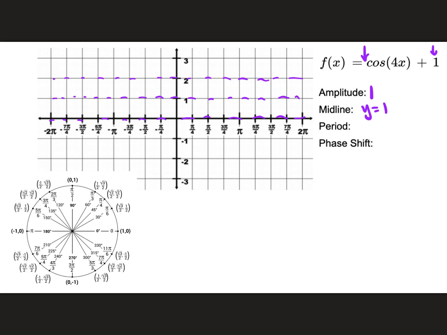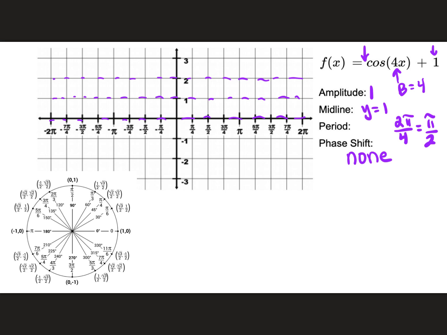We do have a b value of 4, so we'll use that to find our period. Our formula is to take 2 pi and divide by the b value. If I reduce the fraction 2 over 4, I get 1/2. So pi over 2 is our period. And the last thing is that we don't have anything added to x, so there is no phase shift.